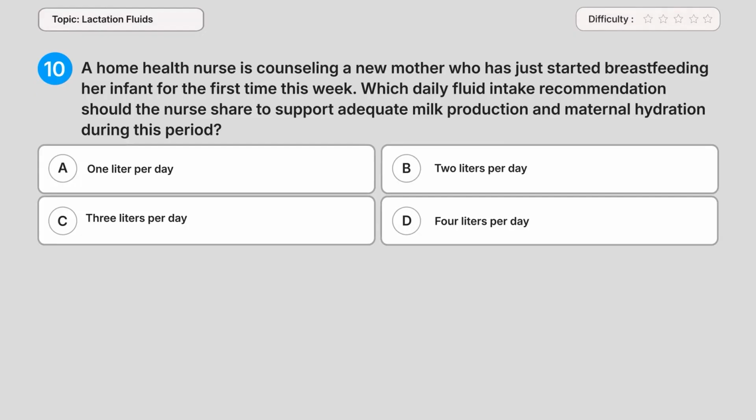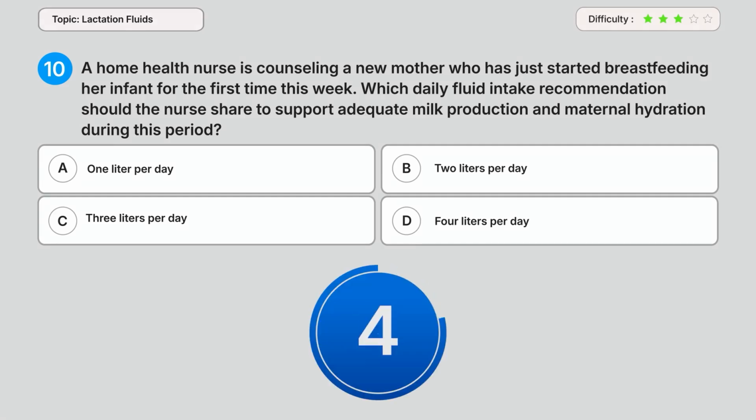10. A home health nurse is counselling a new mother who has just started breastfeeding her infant for the first time this week. Which daily fluid intake recommendation should the nurse share to support adequate milk production and maternal hydration during this period? A. 1 litre per day. B. 2 litres per day. C. 3 litres per day. D. 4 litres per day.